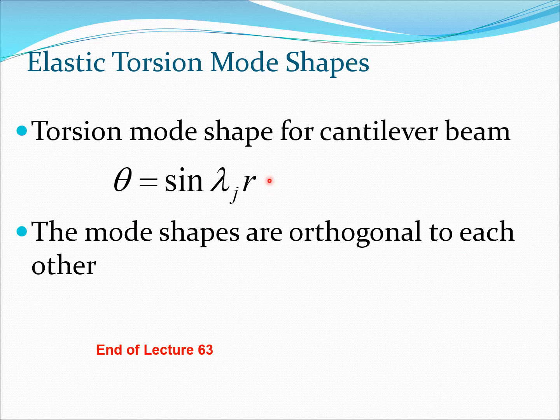So talking about the mode shapes of this beam, they are going to be theta is sine lambda j r, where lambda j corresponds to the particular frequency you are concerned with. So again, you know this is a very simple function. It's a simple sinusoid. So you know that these are going to be orthogonal. And as usual, the mode shapes are normal to each other. In this case, it is very easy to see that.